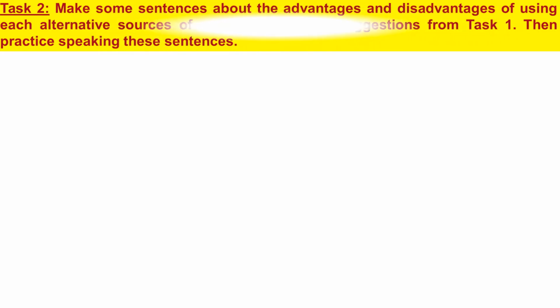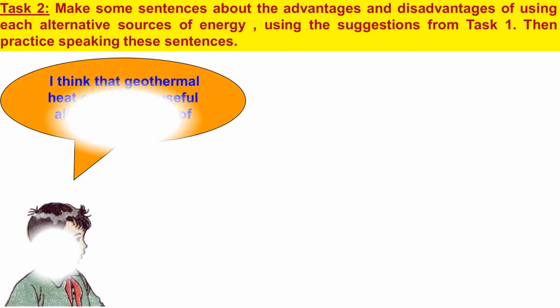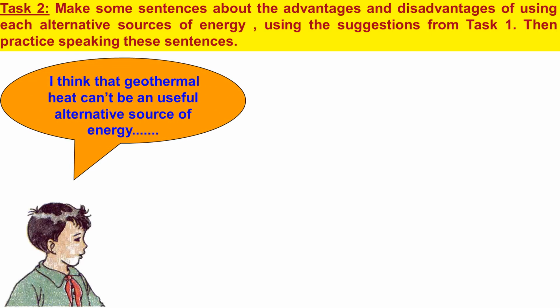And now let's come to task 2. In task 2, please make some sentences about the advantages and disadvantages of using each alternative source of energy, using the suggestion from task 1. Then practice speaking these sentences. Here are some examples for you. I think that geothermal heat can't be a useful alternative source of energy because it is available only in a few places in the world.